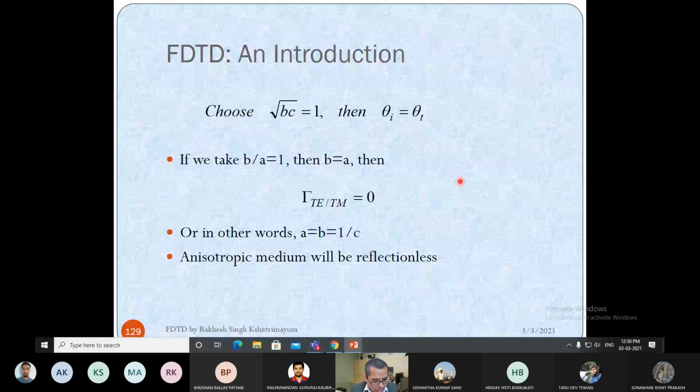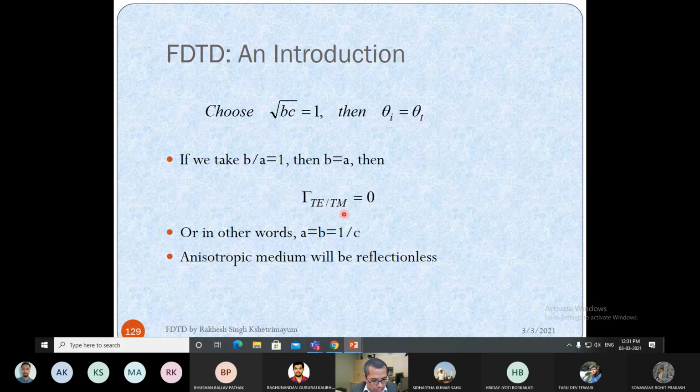In the last class, we found the reflection coefficient for TE and TM cases for oblique incidence, for an anisotropic medium which we are going to design for uniaxial PML. For that anisotropic medium, if the A, B, and C parameters satisfy A equal to B equal to 1 by C, then the reflection coefficient for the TE and TM cases for oblique incidence was 0. If it is 0 for TE and TM, it will be 0 for any arbitrary polarization, because arbitrary polarization can be decomposed into TE and TM cases. So this is along the z-axis.